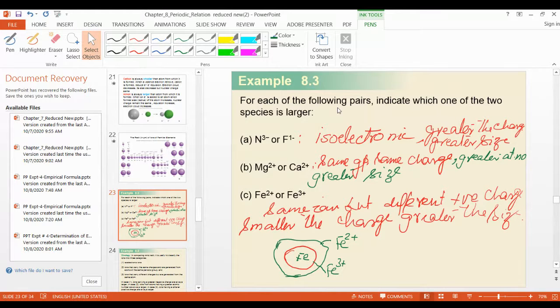So there are concepts, you have to identify which one is larger. The second one is magnesium 2 plus, calcium 2 plus, and then iron 2 plus, iron 3 plus. So which one is larger? You have different rules on the basis of this.